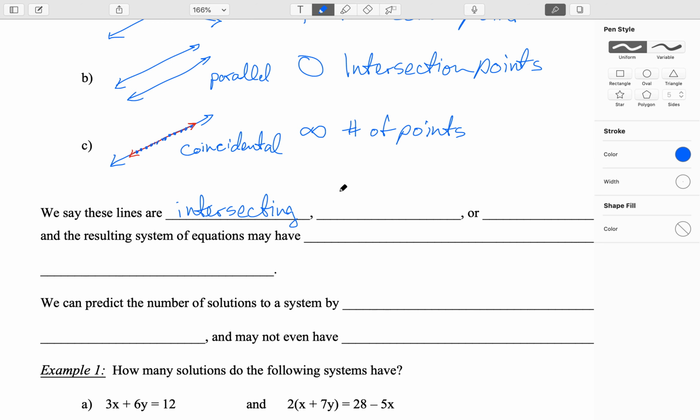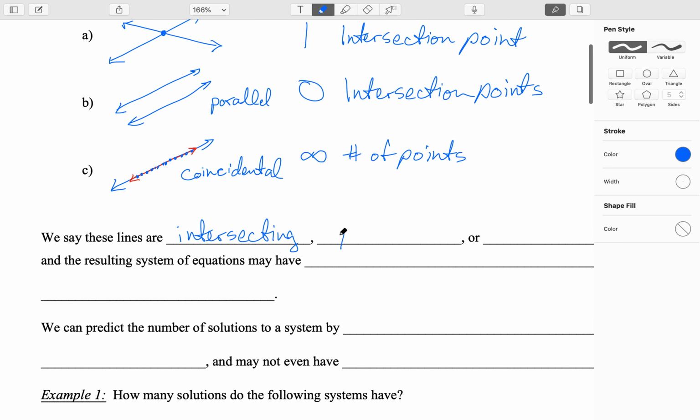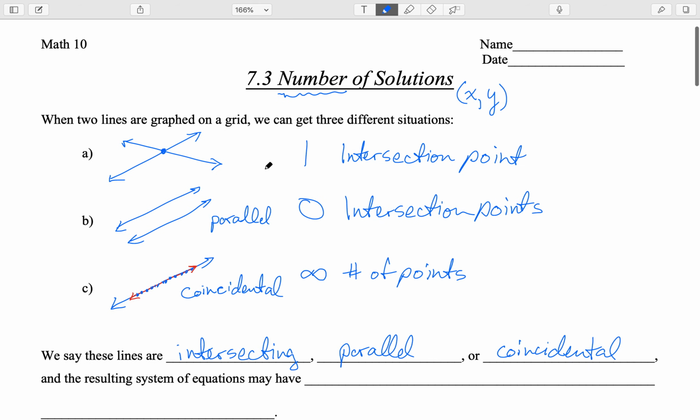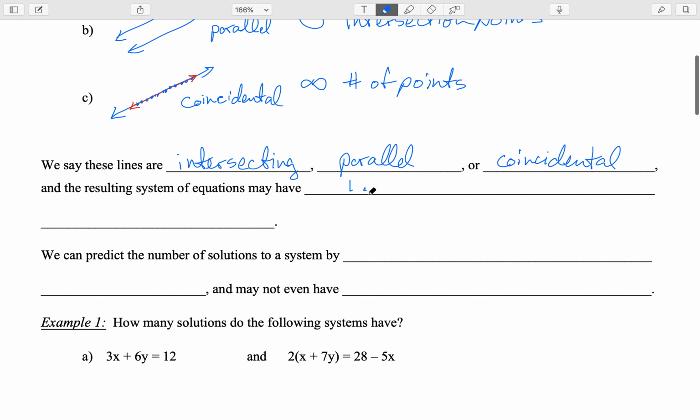Okay, so we say that these are intersecting. That was our first case. Or they could be parallel. Or the third case they're called is coincidental. And the resulting systems may have 1 or 0 or an infinite number of intersection points.